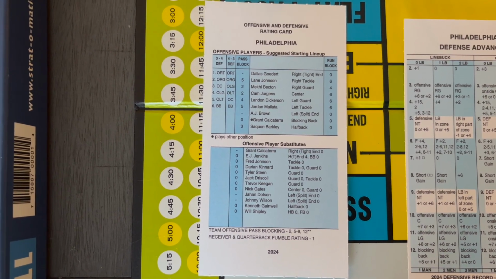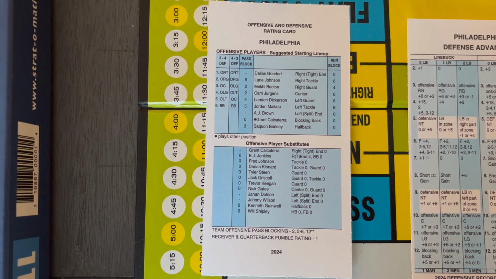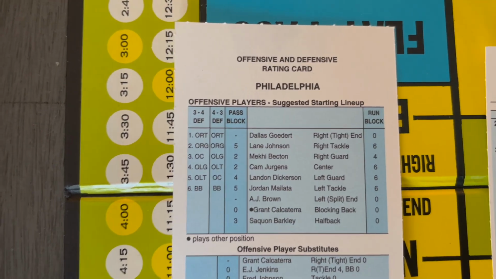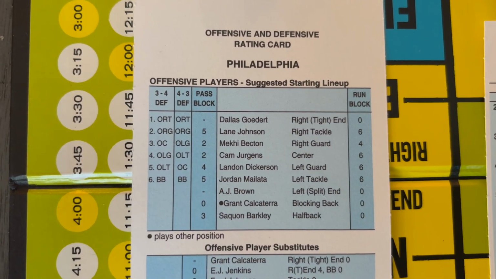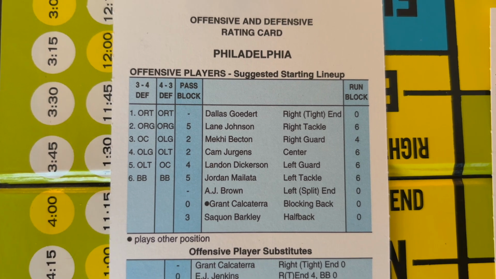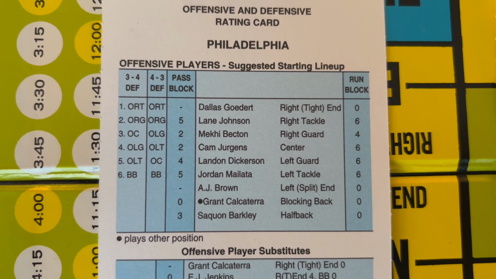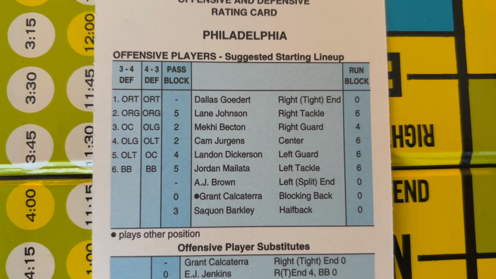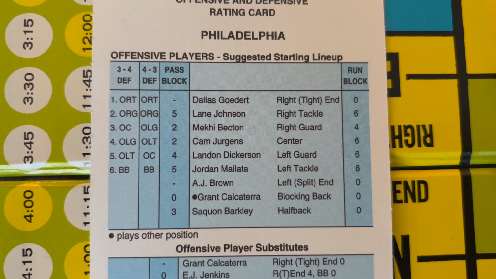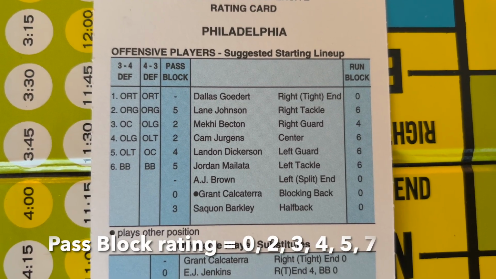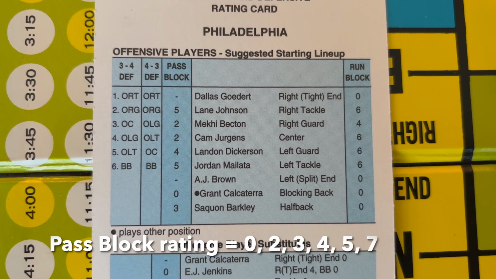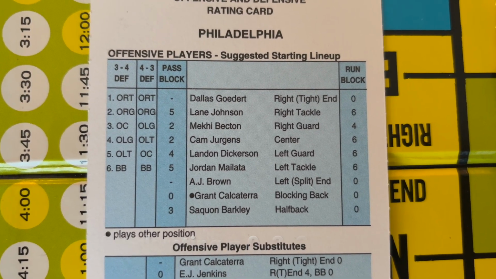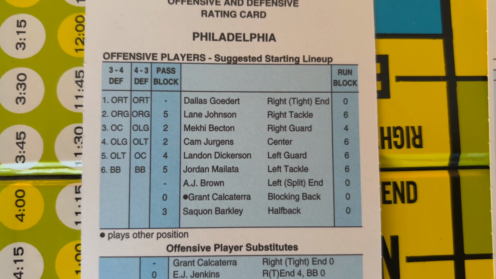On the offensive side, we have the offensive lineman. On short and long passes, we're going to refer to the pass block rating when the black dice has a D on it. An offensive lineman is matched against a defensive lineman, and the offensive lineman's ratings go from 0 to 7. 4 is slightly above average. 7 will not allow sacks usually, and 0 will almost always give up a sack.